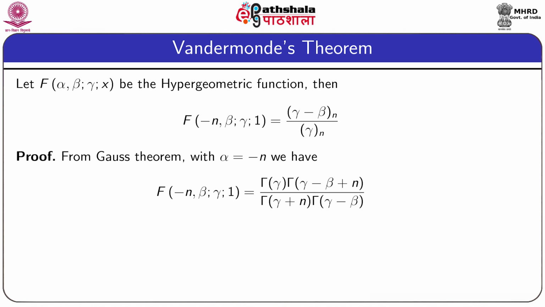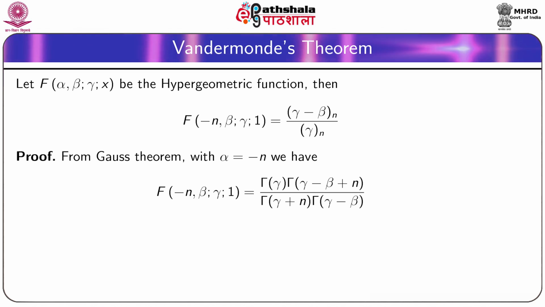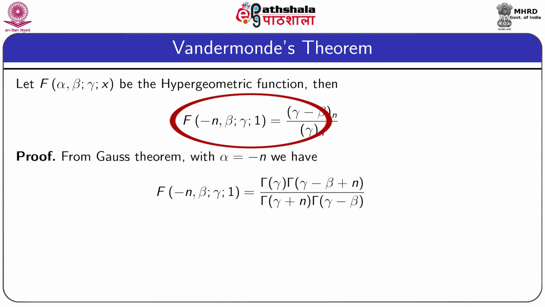Next, we prove Vandermonde's theorem in connection with the hypergeometric function. Here we have to show that if F(alpha, beta, gamma; x) is the hypergeometric function, then F(minus n, beta, gamma; 1) is equal to (gamma minus beta) suffix n divided by (gamma)_n, which is the Pochhammer symbol.